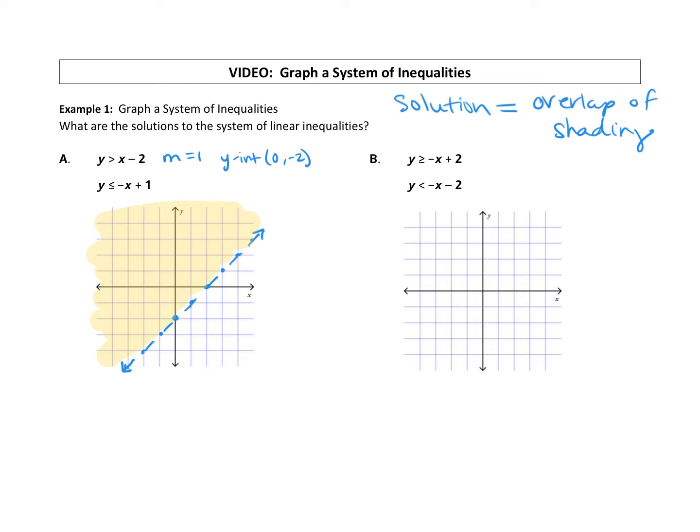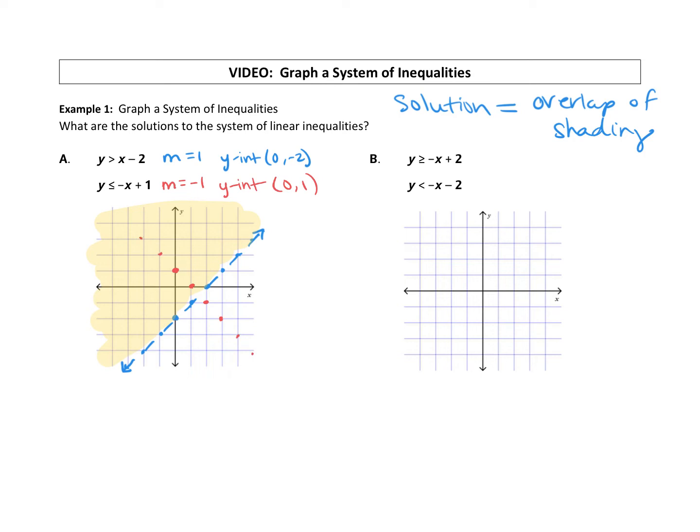Okay, so that's what we did in our last lesson. Now we're going to add in a second inequality on the same graph. And when we do our shading, any solution will be the overlap of the shading. So our second inequality, our slope is negative 1. The y-intercept is at a positive 1, so (0, 1). We can go ahead and plot those points. There's the positive 1 y-intercept. Slope of negative 1, go down 1, right 1, down 1, right 1.